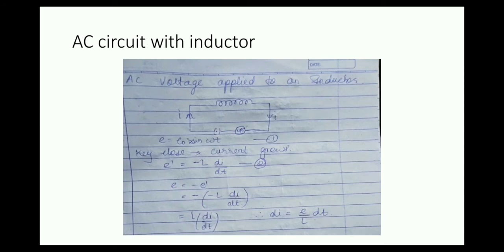According to Kirchhoff's voltage law, as there is no resistance in the circuit, E equals minus E dash. Substituting the value of E dash from the above equation, we get minus minus becomes positive, L into di by dt. So di is nothing but E by L into dt.